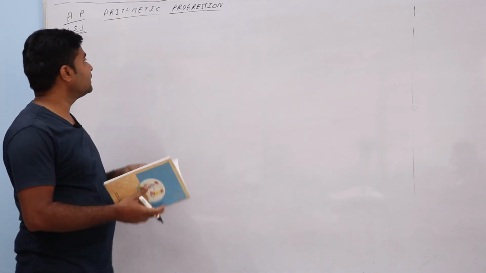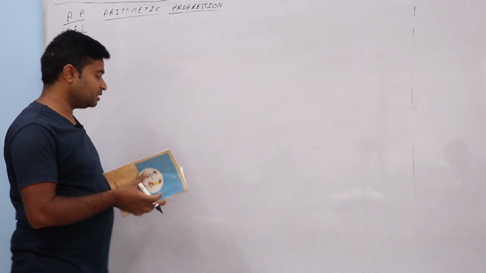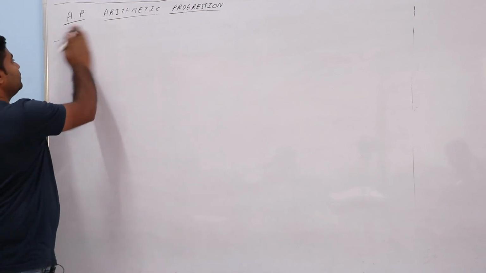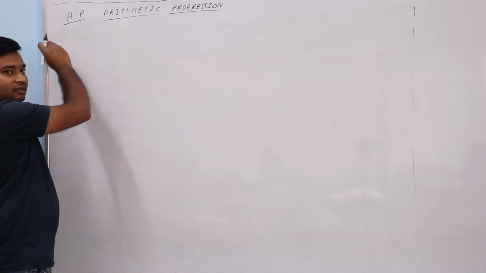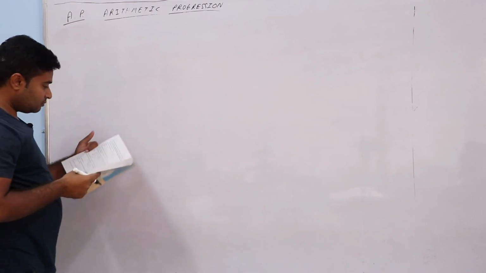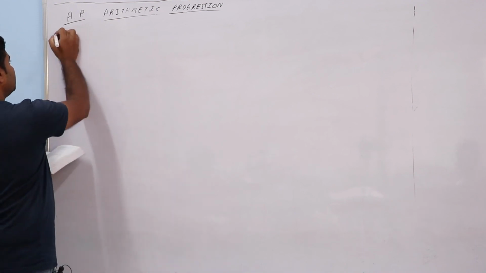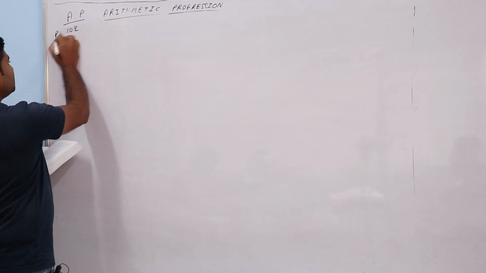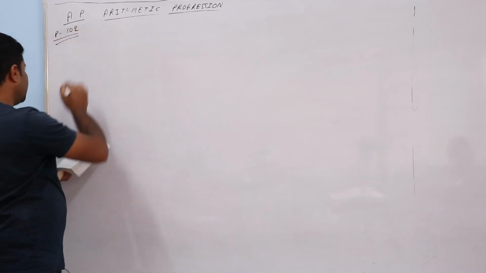Let's see arithmetic progression. Exercise 5.1 is done, right? So next we are doing examples. Page number 102, example number 3.